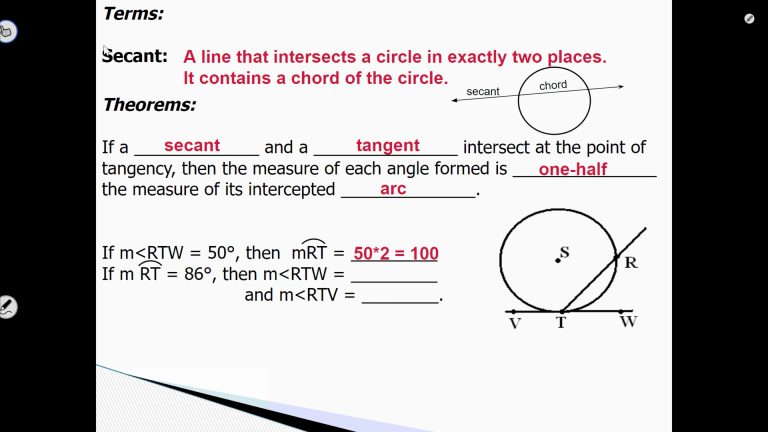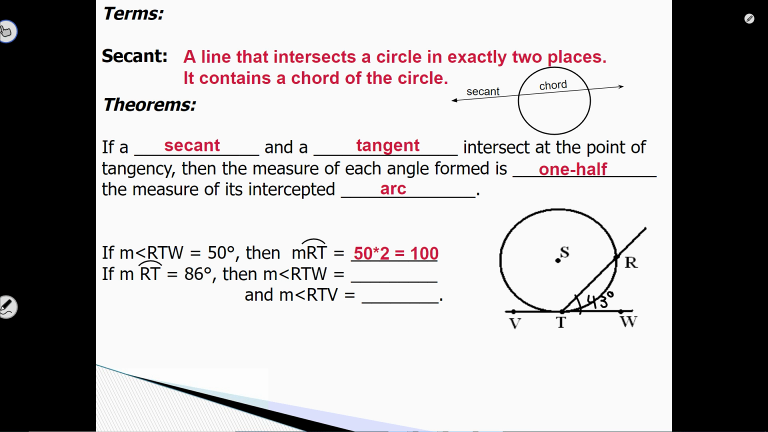On the next example, still looking at the same figure over here, but now they say the measure of that arc, RT, is 86. They want us to find the angle. So now they gave us the arc, we find the angle. So what are we going to do with that 86? Right. And what is 86 divided by 2? 43. So now I know that this angle is 43.